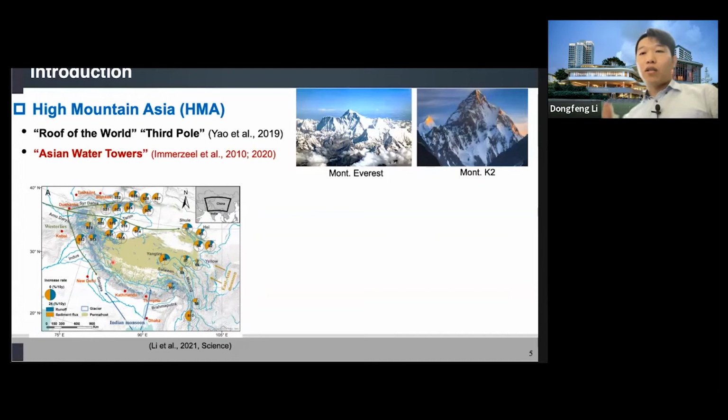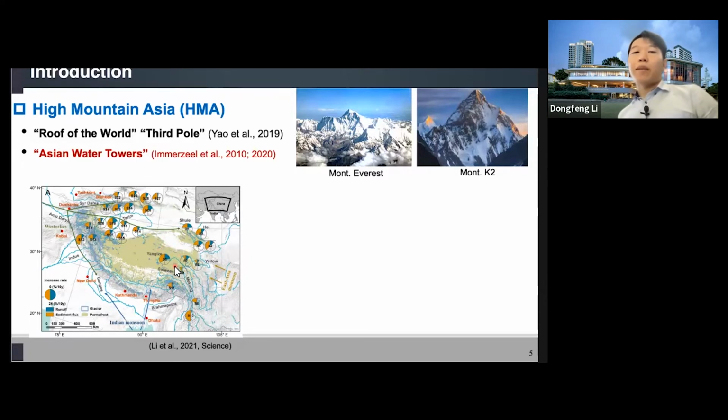For example, it's called the third pole because it has the world's third largest glacier and permafrost systems, just following the 2 polar regions. So it is called the third pole. It is also the Asian water tower. So from this figure, we can see all these large Asian rivers, including the Yellow River, the Yangtze, Mekong, Salween, Ganges, Brahmaputra, and Indus River.